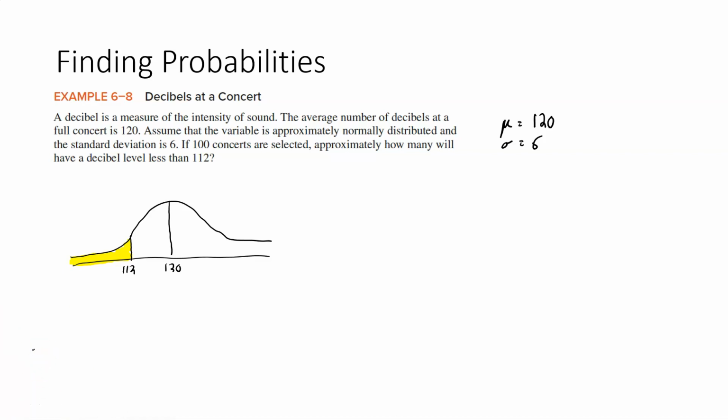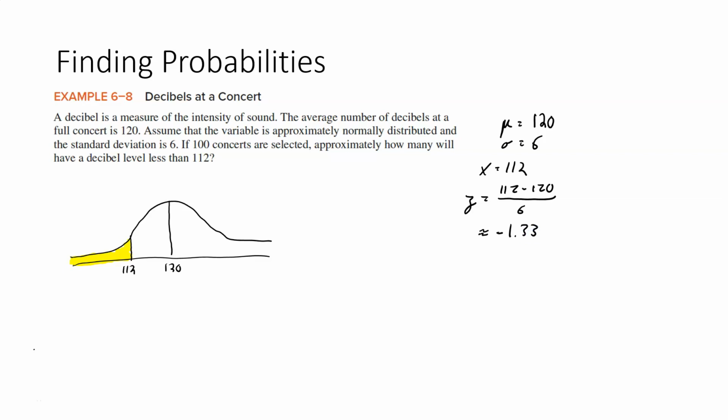Okay. So you're thinking about that. What you got to do, find the z-score. It's an area to the left, so we just look it up in the table. So z is equal to 112 minus 120 all over 6, which is going to be, let's see, 112 minus 120 is negative 8. Negative 8 over 6 is negative 4/3, which as a decimal is negative 1.33.